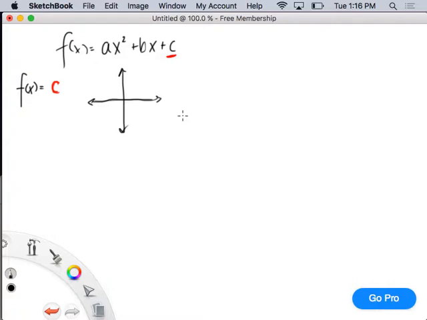It is not a vertical line, it is a horizontal line. Okay? Why? Because the function always equals a constant, or in other words, the function is constant. It doesn't vary with x. No matter what x is, it is constant.